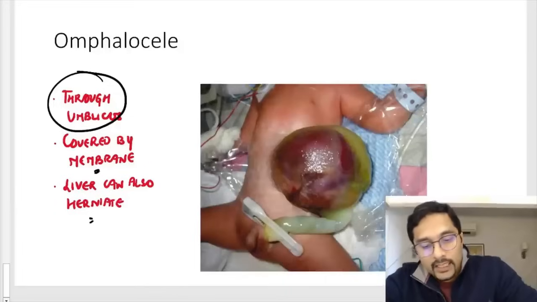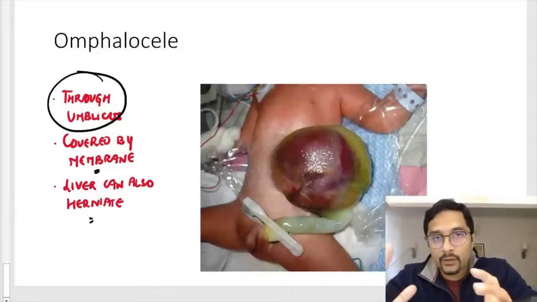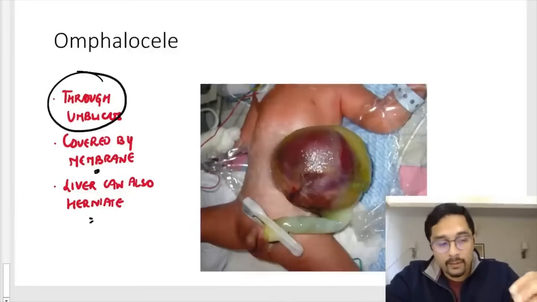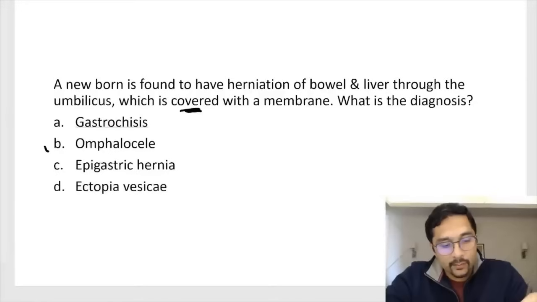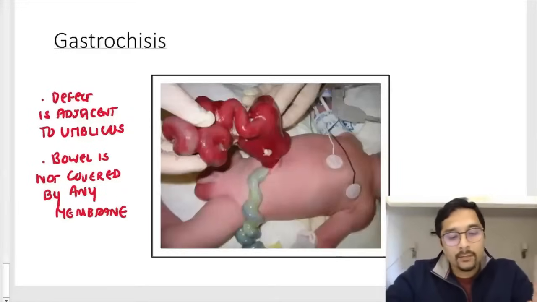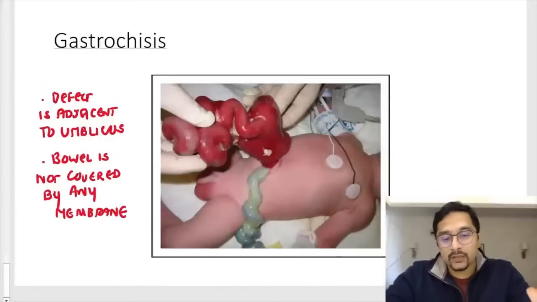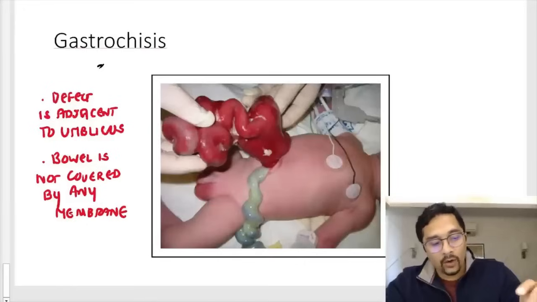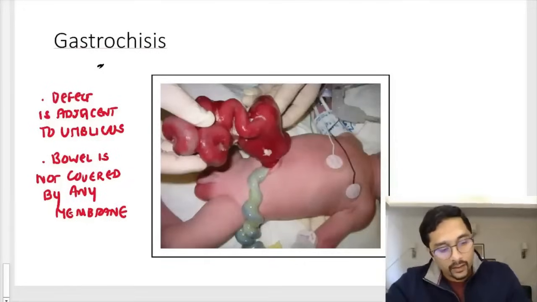So you can see the child is born, all this defect has come out through the umbilicus. Liver also you can see, but it is covered by a membrane. So the answer here is going to be omphalocele. Gastroschisis, not covered by a membrane, it is adjacent to the umbilicus, that is gastroschisis. So these are the abdominal wall defects which you should be aware of.